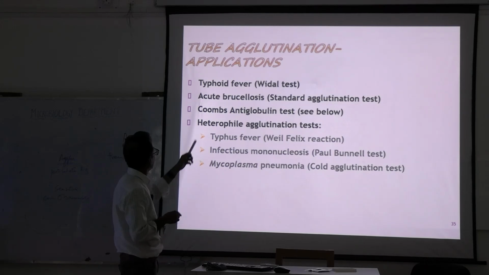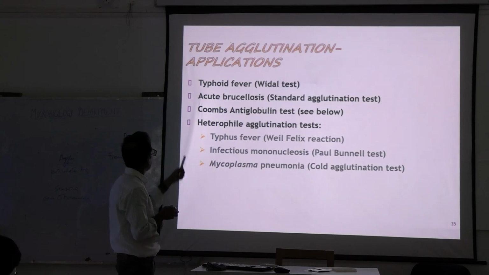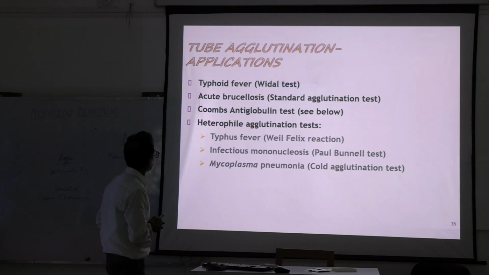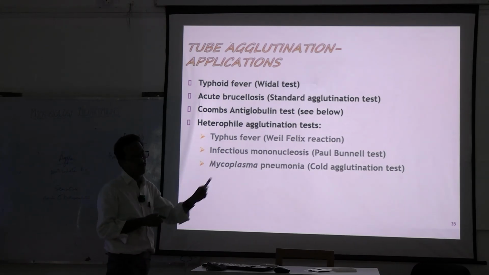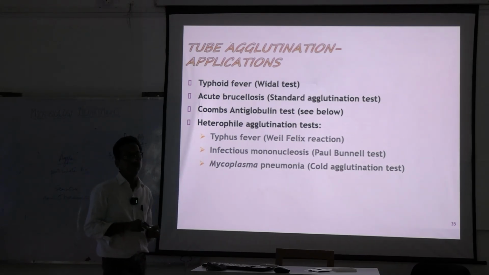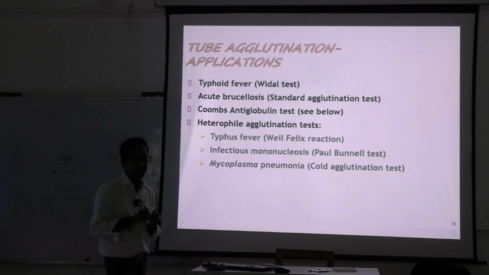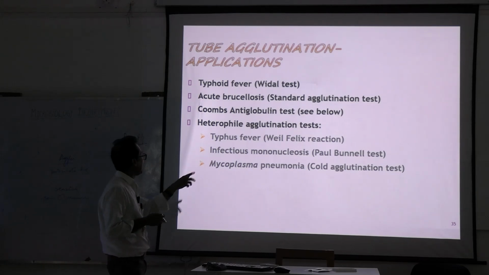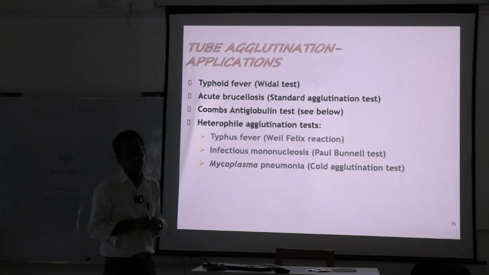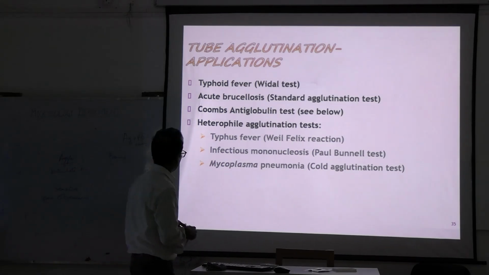The standard agglutination test is for acute brucellosis. Coombs antiglobulin test is for detecting hemolysis. Heterophile agglutination test. These are the three reactions of heterophile agglutination test. That means cross reactivity between the antigens. One is typhus fever, the Weil-Felix reaction, for rickettsial disease; infectious mononucleosis, the Paul-Bunnell test; and mycoplasma, the cold agglutination test. These are examples of cross reactivity or heterophile agglutination reaction.